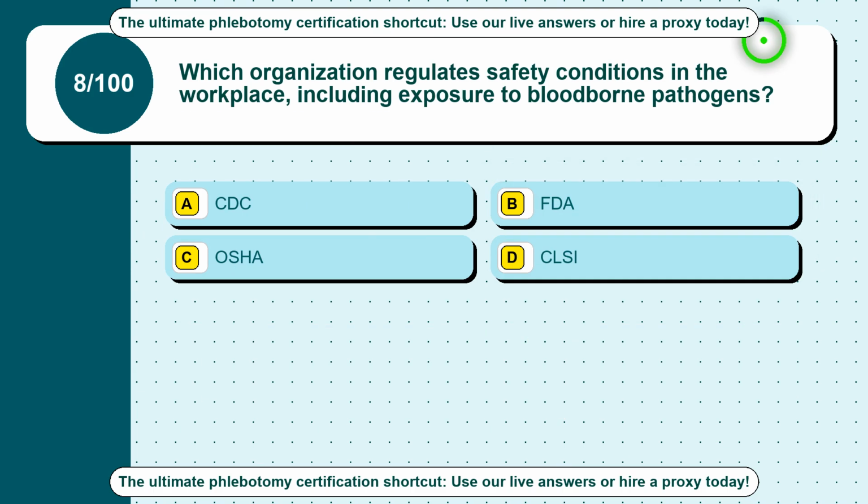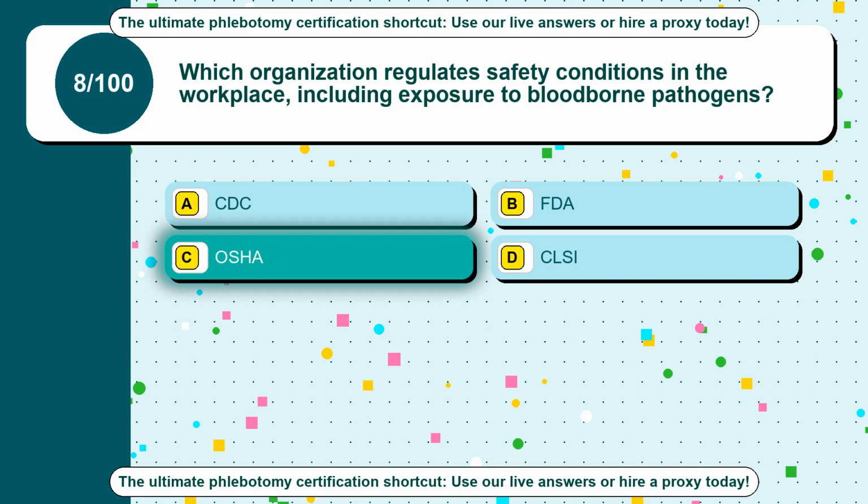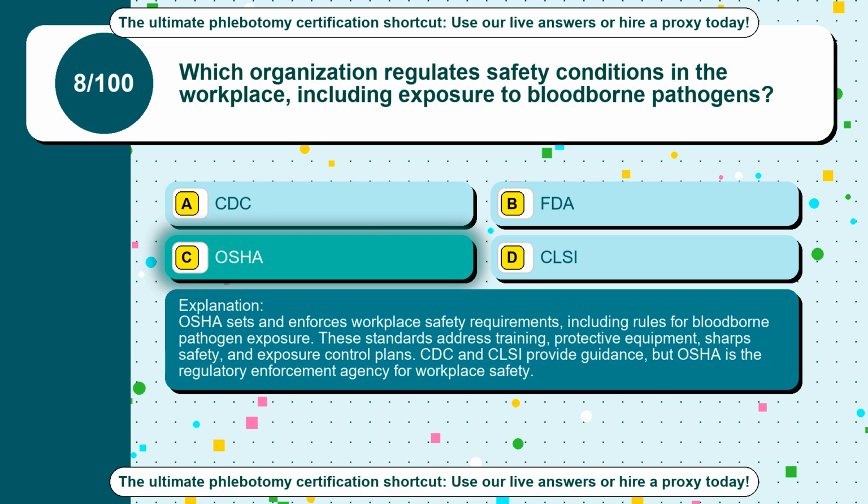Question 8. Which organization regulates safety conditions in the workplace, including exposure to blood-borne pathogens? Option A, CDC. Option B, FDA. Option C, OSHA. Option D, CLSI. The correct answer is Option C, OSHA. OSHA sets and enforces workplace safety requirements, including rules for blood-borne pathogen exposure. These standards address training, protective equipment, sharp safety, and exposure control plans. CDC and CLSI provide guidance, but OSHA is the regulatory enforcement agency for workplace safety.